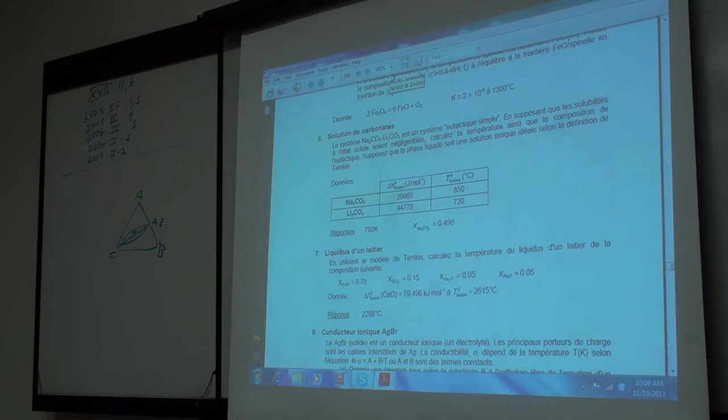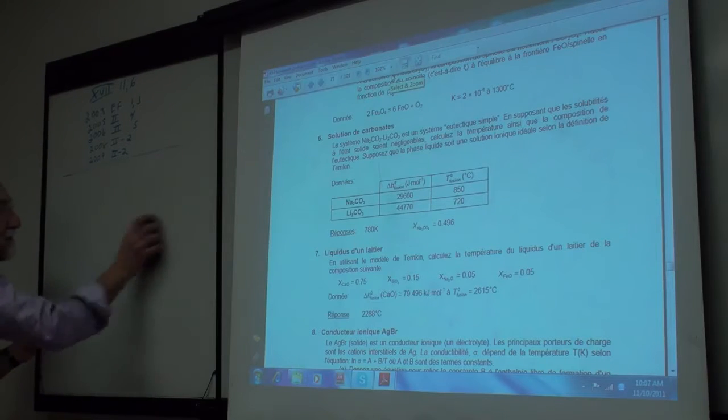solution of carbonates. Okay, the system sodium carbonate, lithium carbonate is a simple eutectic system. Suppose that the solubilities of the solid state is negligible. Calculate the temperature as well as the composition of the eutectic. You're given the heats and temperatures of fusion of the pure salts. The phase diagram then is a simple eutectic phase diagram.